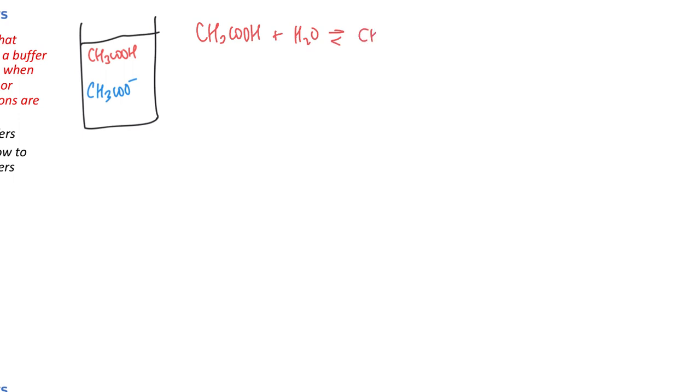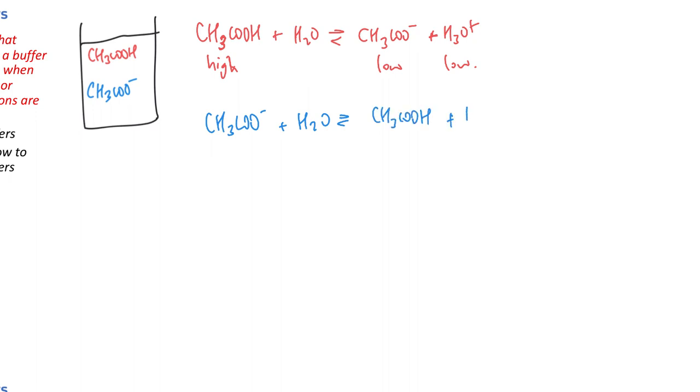So we just said it's got to have CH3COOH, a weak acid, and its conjugate base, CH3COO minus. Remember that the acid will react with water to form CH3COO minus and H3O plus. But we know that this has a high concentration here and a low concentration of that and a low concentration of that. But if you were to add a ton of CH3COO minus ions as well, this would also react and form OH minus.